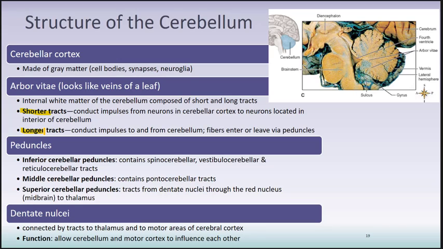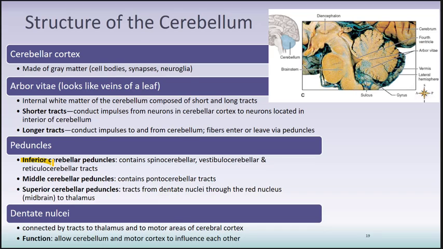Fibers of the longer tracts are going to enter or leave the cerebellum by way of its three pairs of peduncles. The peduncles are shown below, so we'll go over those next. Each peduncle really allows for the passage of a different long tract. We have listed here the inferior, middle, and superior cerebellar peduncles.